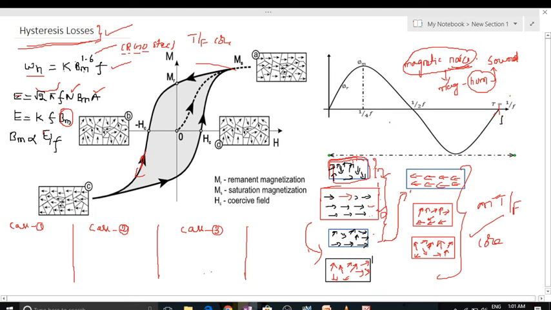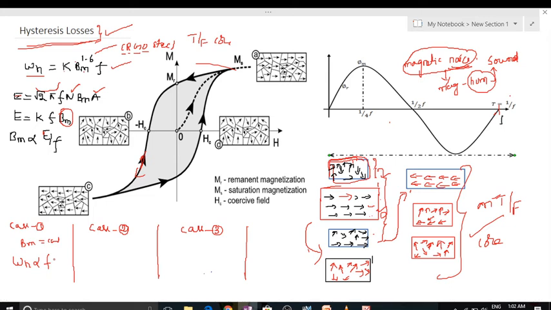Hysteresis losses directly relate to frequency. Look at case 1: I am assuming B max is constant, nothing but E by F constant. Then K B max to the power 1.6 is also constant. Now hysteresis losses are only directly proportional to frequency. This is for case 1, where I assumed the E by F ratio is constant.